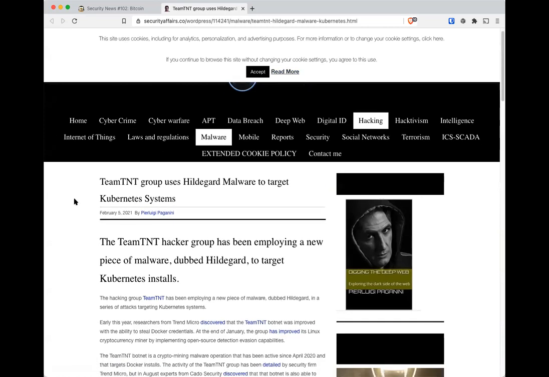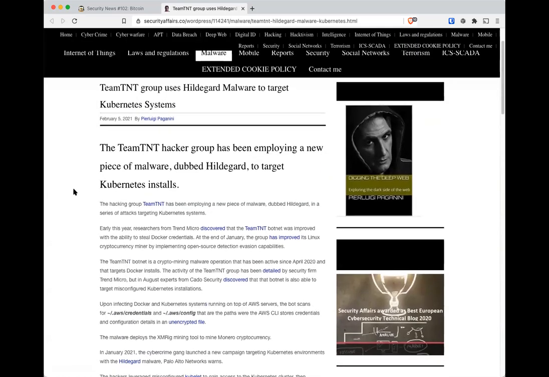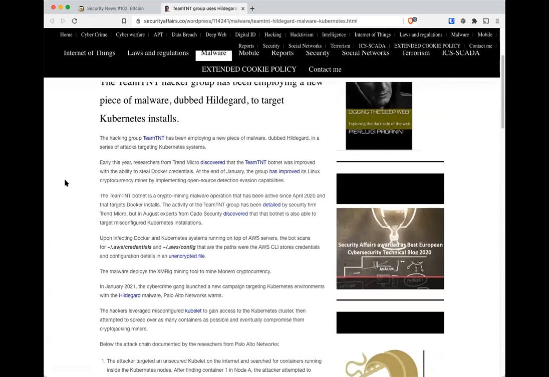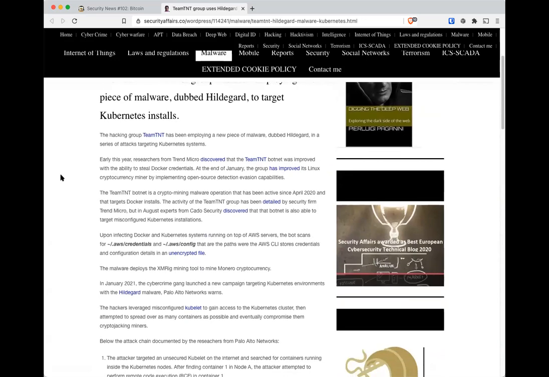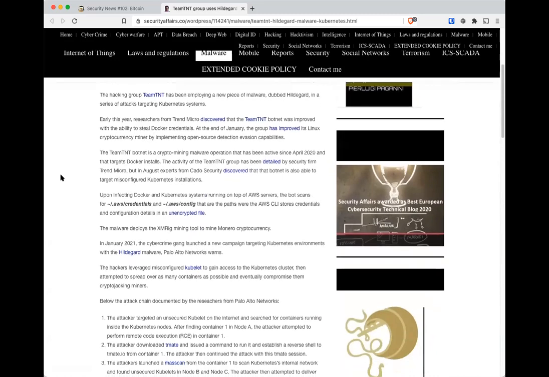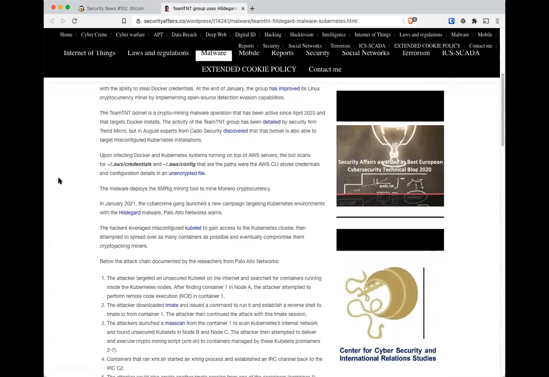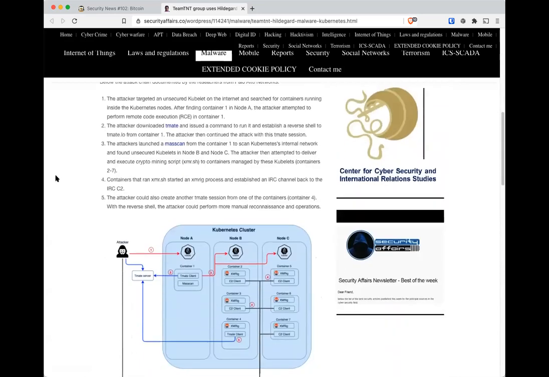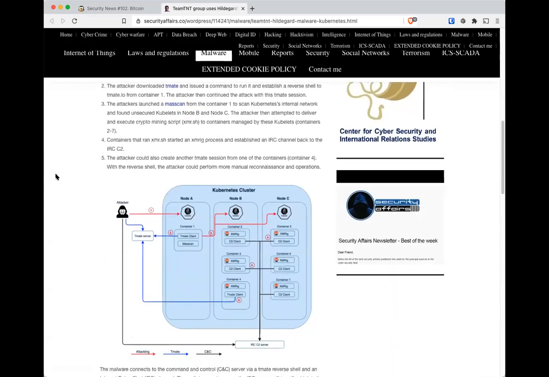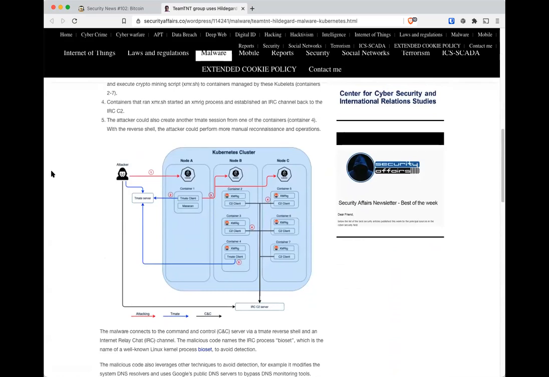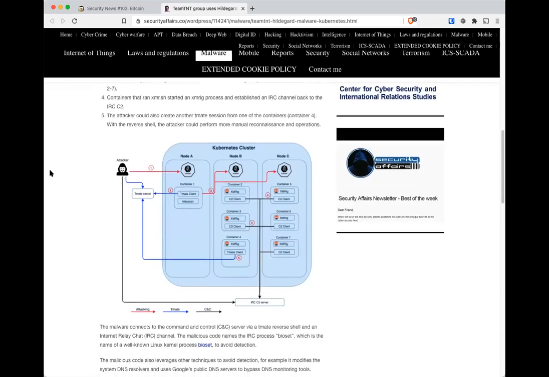Yeah, so this is kind of interesting in that this hacker gang has been using a new piece of malware to hit Kubernetes systems. And I thought this article was pretty cool because it gives a really detailed breakdown of the kill chain, or the attack chain rather, as they go through the exploitation of these systems. I mean, the whole point of running this is to mine cryptocurrency.